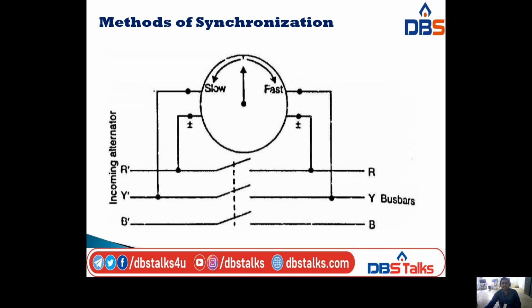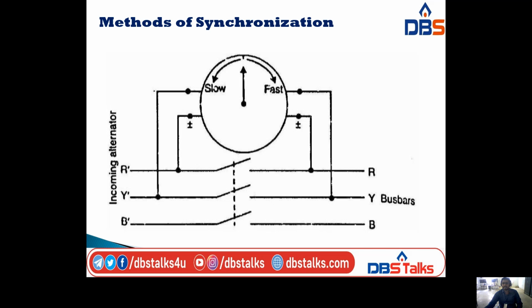So this is the diagram. In the circular shape we have one indicator. It will show two sides, one is slow and the other is fast. If it turns to the left side, it gives slow, and if it moves to the right side, it gives fast. And it consists of the infinite bus bars and an incoming alternator.